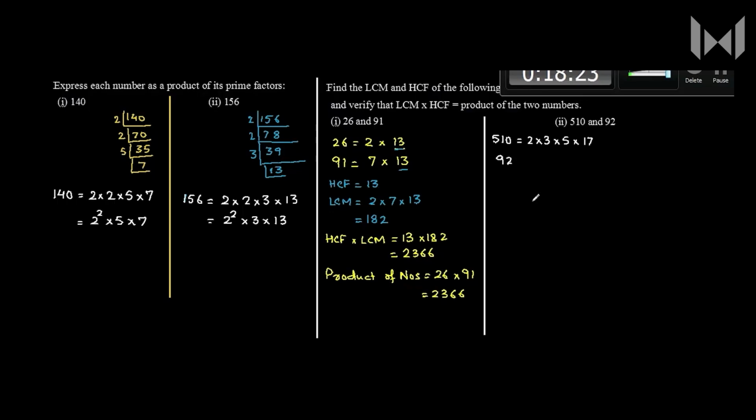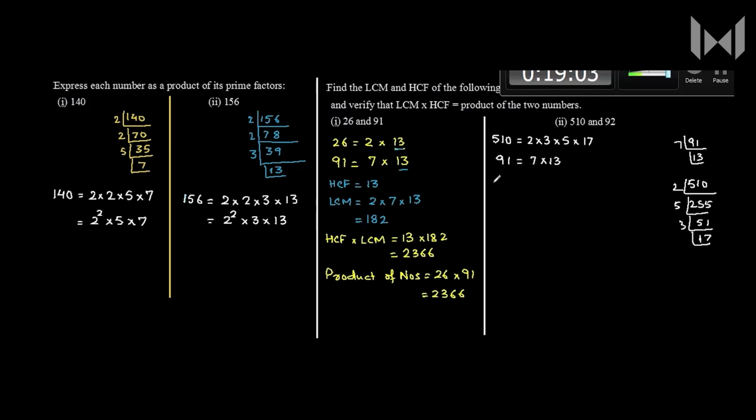So that makes it far easier to understand. 91, so we divide: 7 1s are 7, 7 3s are 21, so it is 7 into 13. And so the HCF comes out as, just a minute, let me check, 510 is 2, 2 5s are 10, 5 3s are 15, 3 17s, correct.